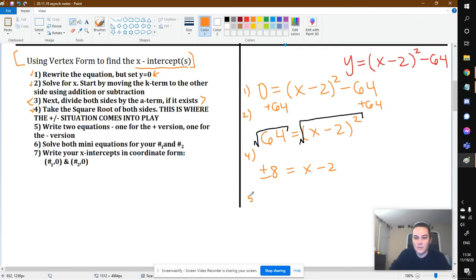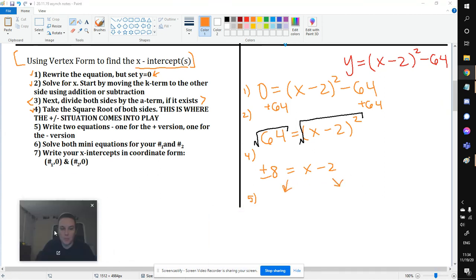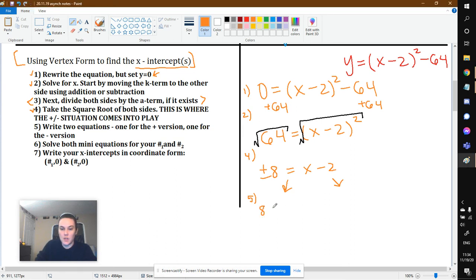Step 5 is we're going to break this into 2 equations. Let me move my pen over here. We're going to break this into 2 equations. One is the positive version. So this is 8 equals x minus 2. And then the other is the negative version where we have negative 8 equals x minus 2. Boom. Step 6 is we solve both of these equations.